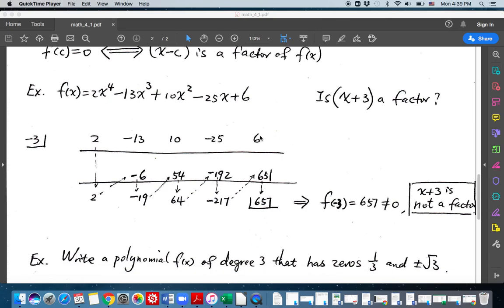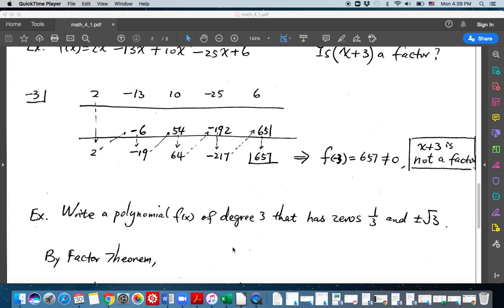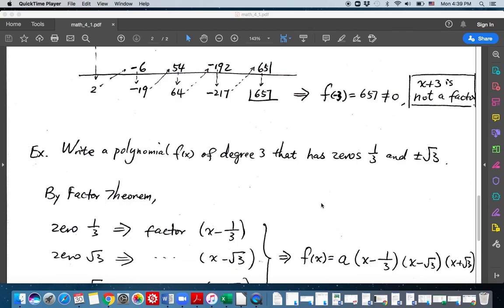Okay, this is one example to show you how to apply the factor theorem to determine whether a linear form is a factor. In the next example, I'm going to show you how we can write down a polynomial of a certain degree with given zeros. I have a polynomial of degree 3 with zeros being 1/3 and plus or minus root 3.